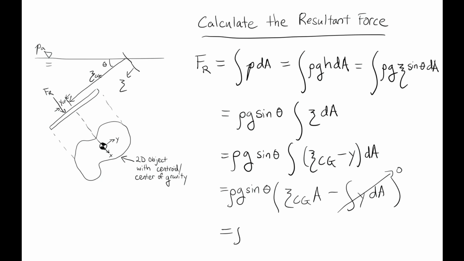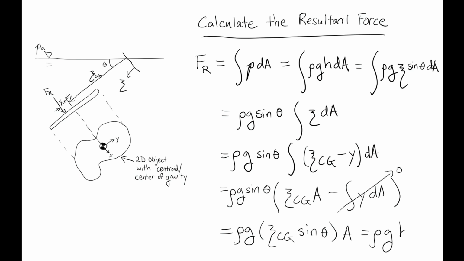So we can put that all together. The final result for the resultant force is rho times g times the distance to the centroid, xi sub cg times sine theta, times the area. But xi sub cg times sine theta, what's that? That's actually the depth at the centroid.